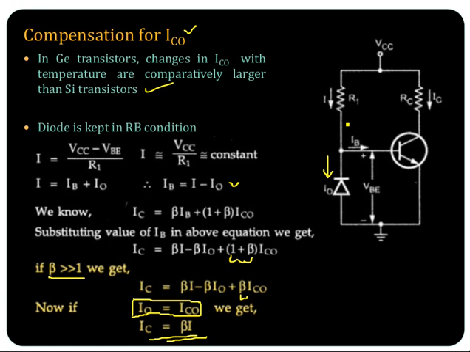That is the current through this R1 and not on I naught. So if R1 is constant, this current I through this R1 is going to be constant. So I naught is equal to ICO.